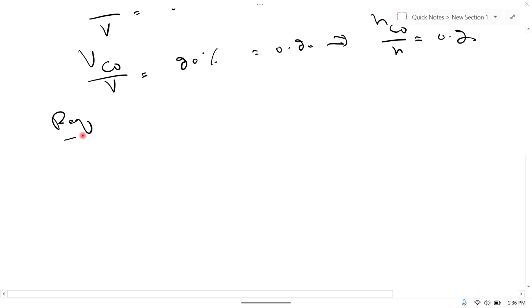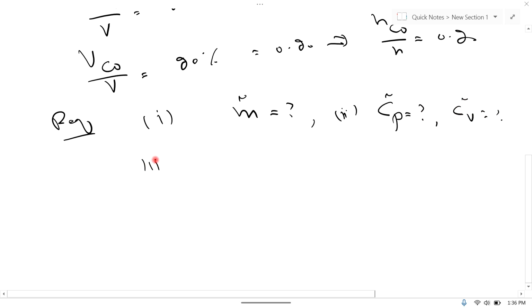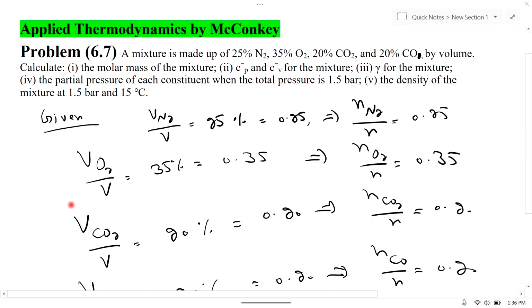So, calculate the molar mass of the mixture. Required number 1, find molar mass. Number 2, molar heat capacities, Cp dash and Cv dash. Number 3, gamma, ratio of specific heat capacity. Number 4, partial pressure of each constituent.